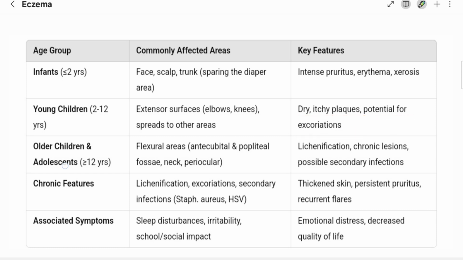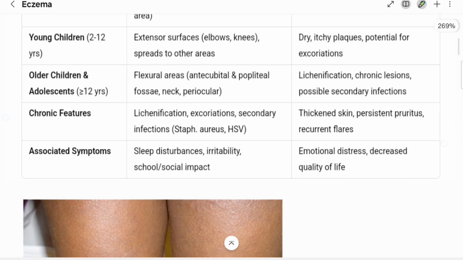In older children and adolescents, that is more than or equal to 12 years, it also affects flexural areas, that is antecubital and popliteal fossa, neck, periocular region. The key features include lichenification, chronic lesions, possible secondary infections. The chronic features of this disease include lichenification, excoriation, secondary infections with Staphylococcus aureus or herpes simplex virus, HSV. And the clinical features include thickened skin, persistent pruritus, recurrent flares.